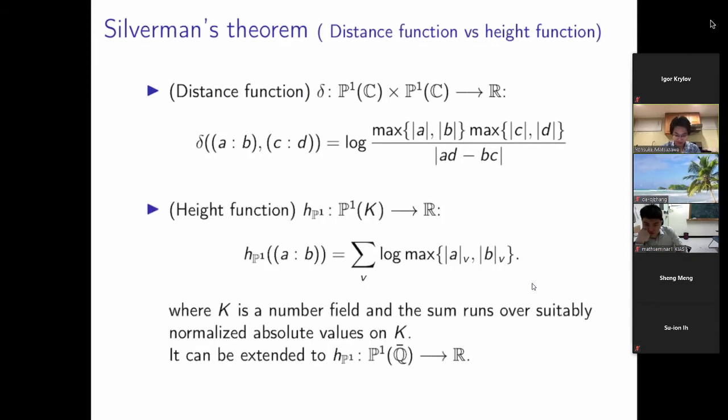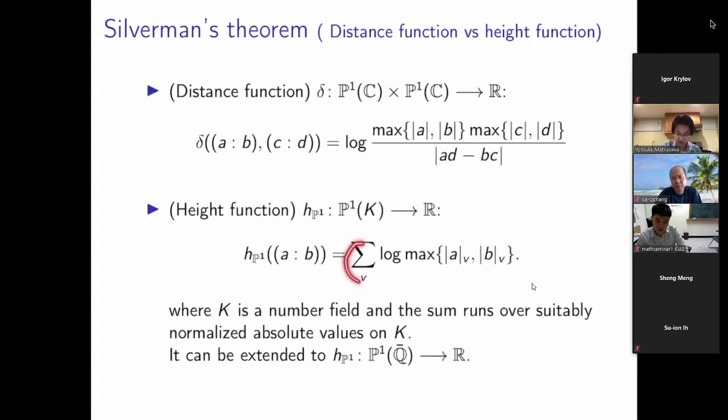And another ingredient is a height function. This is the definition of the height function on P1. Here K is a number field, a finite extension of Q. The height of this point is defined as the sum of log of the maximum of absolute values. This sum runs over all absolute values of K. So if K is the rational numbers, V is the usual absolute value or p-adic absolute values.